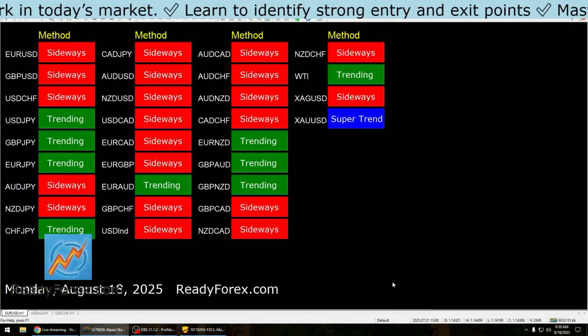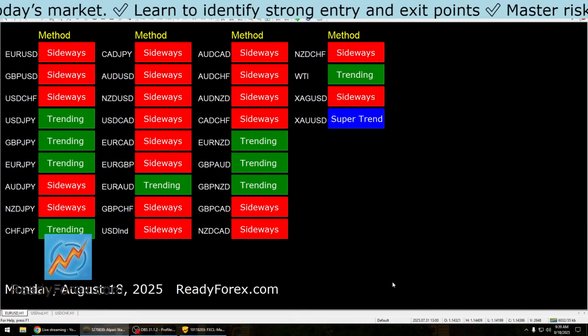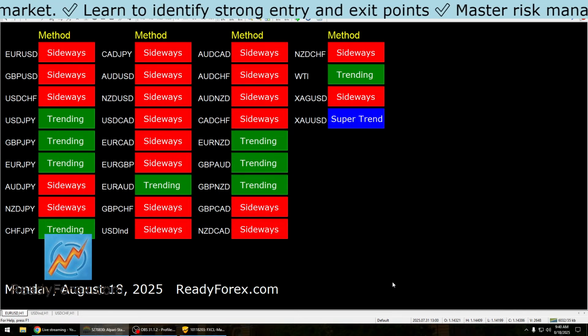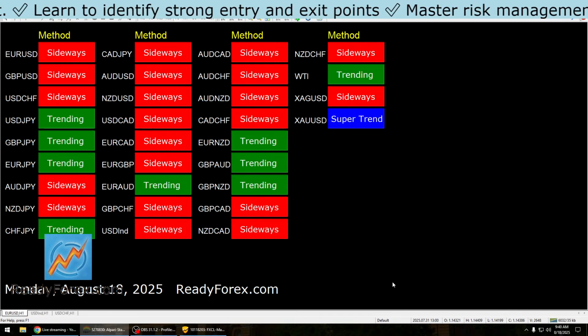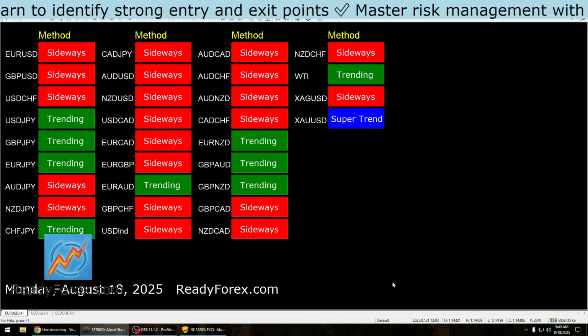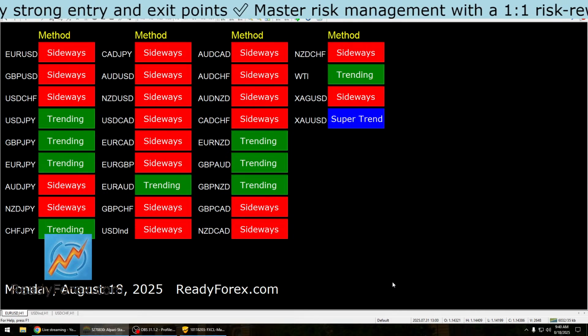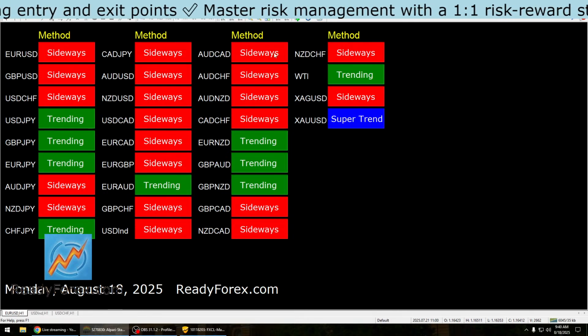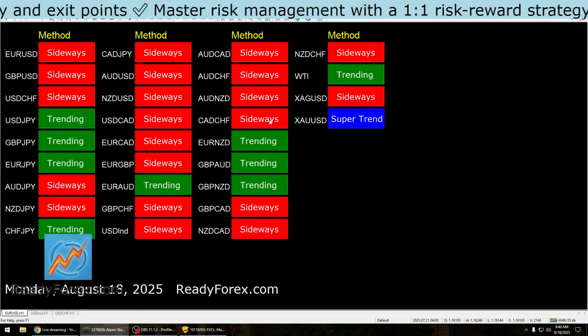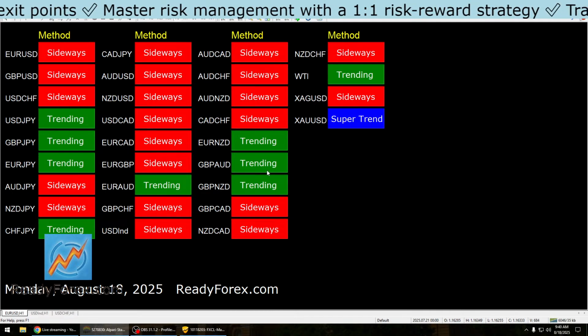For example, this is the indicator that I use on a daily basis. It helps me to tell which currency pairs are going sideways and which currency pairs are trending. Meaning, not exactly trending or sideways. It means what I should use with that specific currency pair.